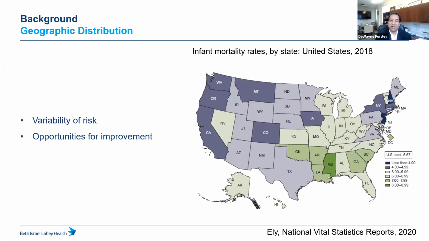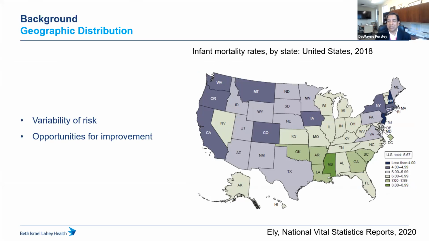Next slide. We know that infant rates vary geographically within the country. When we see variability intuitively, we see this as an opportunity to improve. Earlier this afternoon, the March of Dimes report grade for Texas was demonstrated.